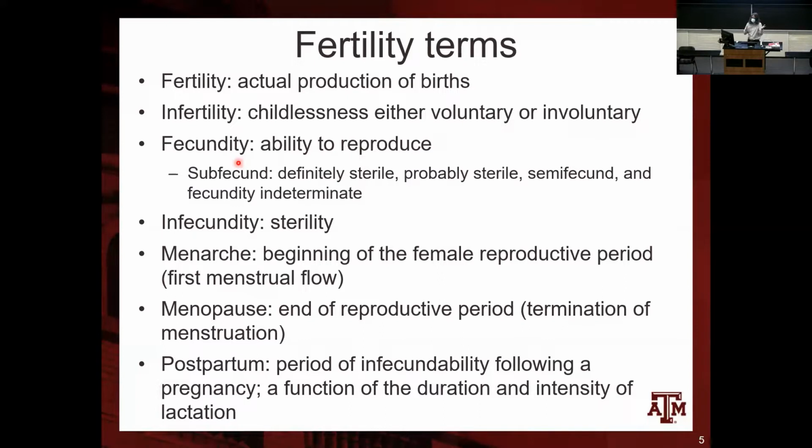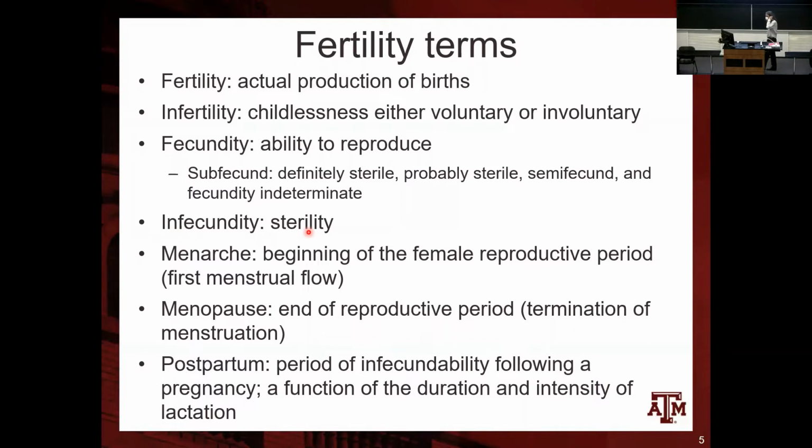But within fecundity, there are the subfecund categories. Usually when we talk about fertility, we focus on the analysis of women because they are the ones that provide more reliable information about the number of children that they had. And that's usually standard. But again, as we discuss in this chapter, male fertility has been a growing topic of research, but usually when we are talking about these concepts we focus on women. And within fecundity, we have the subfecund categories, that's pretty much the possibility of women being definitely sterile, probably sterile, semifecund, or fecundity indeterminate. And completely infecund is when women cannot have children at all, right?